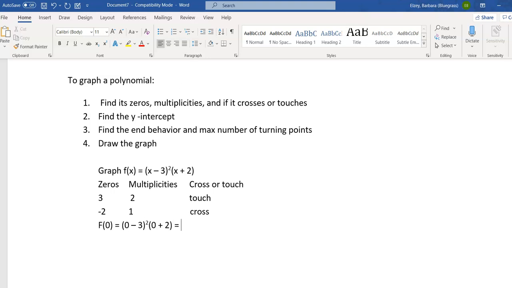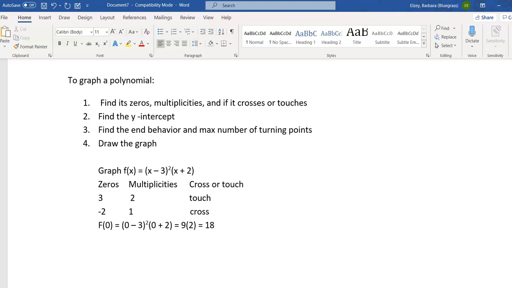All right, so let's notice here, I'm really going to have in this first set of parentheses -3 squared. So that's going to be 9. My second set of parentheses is going to be 2. So my y-intercept is at 18. Okay, now, got my y-intercept. Let's go to step 3.